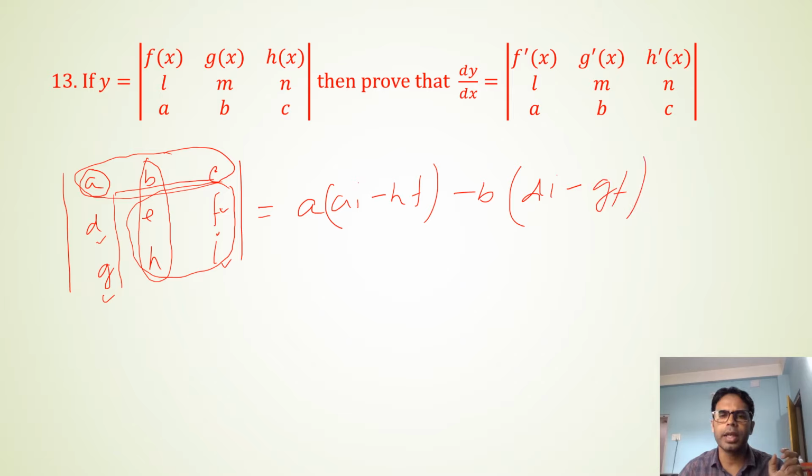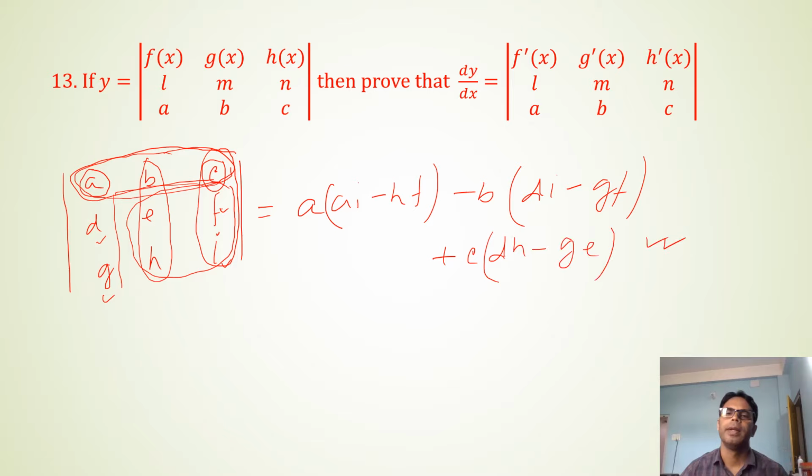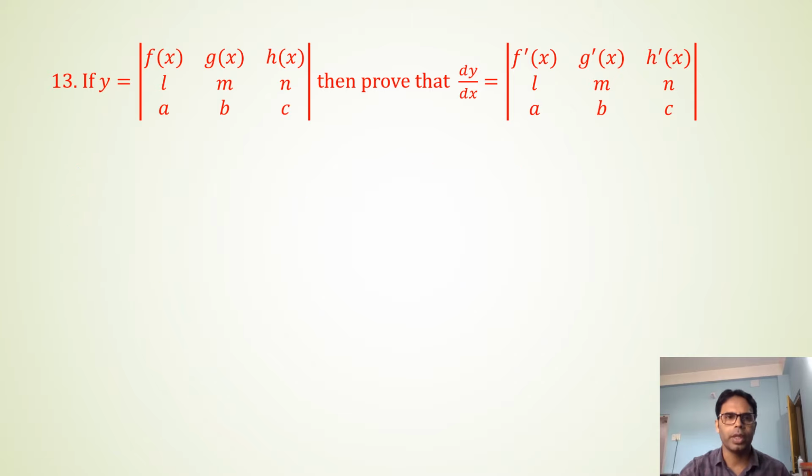And finally you take plus c into, again remove this column, meaning the column remaining c, and the row remaining c, you remove that. So it will be dh minus ze. It will be dh minus ze. So this is the way for finding the value of a determinant. Now this process will be used in the solution of the question here.